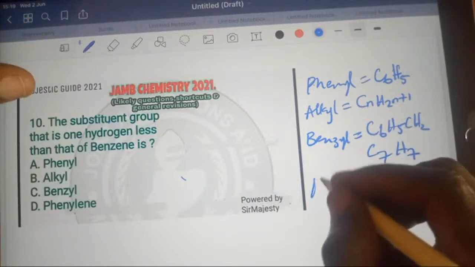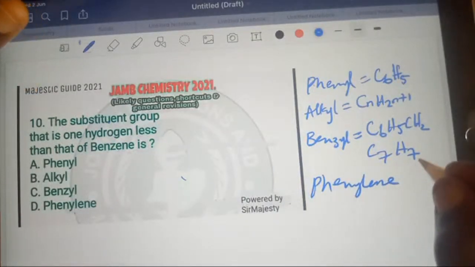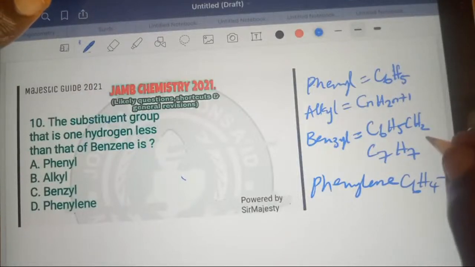Then the other one, phenylene. Phenylene is just removing two hydrogens, so we have C6H4. So these are all substituent groups.